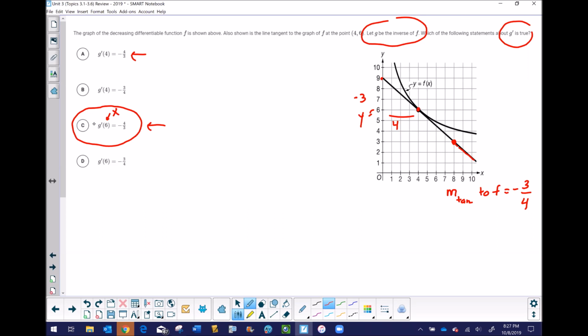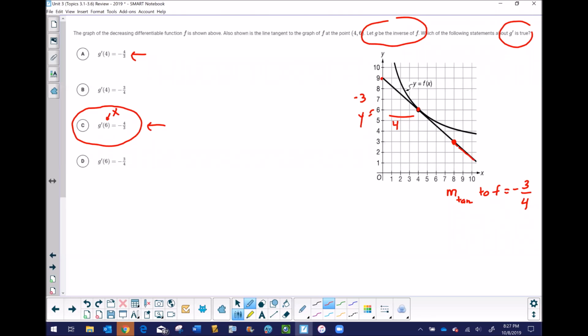You guys won't have to worry so much about that aspect. Your problem is more about just recognizing the reciprocal relationship. It's a problem that you can answer within 10 seconds if you have that body of knowledge. So, okay, yeah, he's right. It should be G prime of 6, so it should be C.